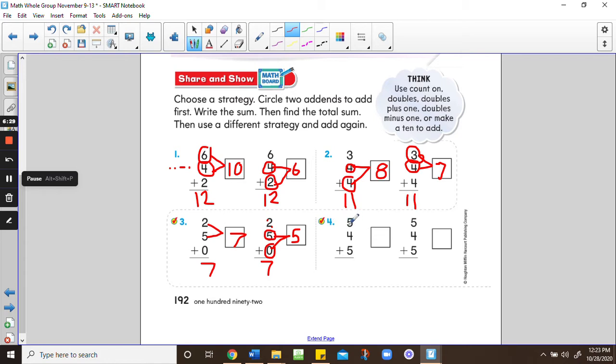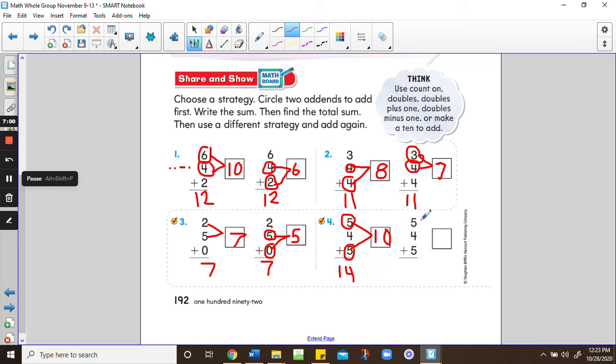Number 4, 5 plus 4 plus 5. 5 plus 4 plus 5. They're the same. I know that 5 plus 5 is 10. So that's what I picked to add first. And then that turns it into a pretty easy problem. 10 plus 4, you got it, is 14.